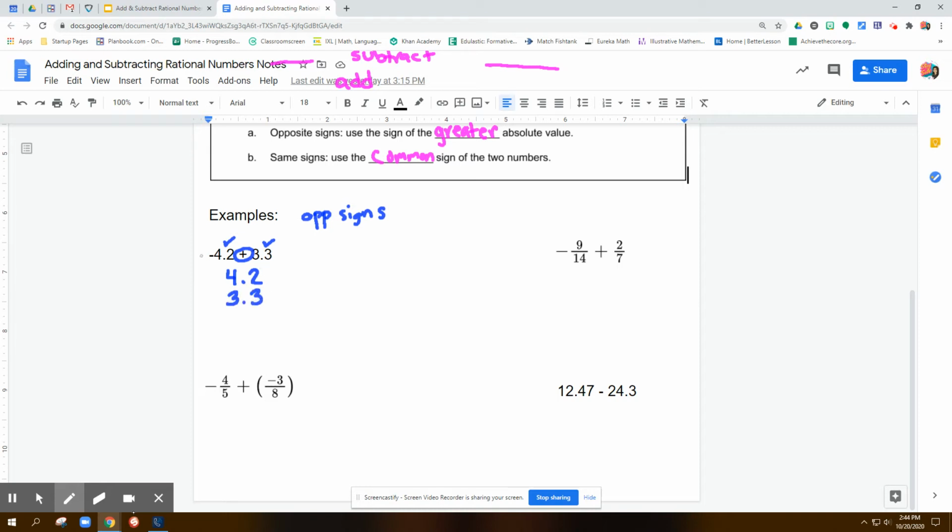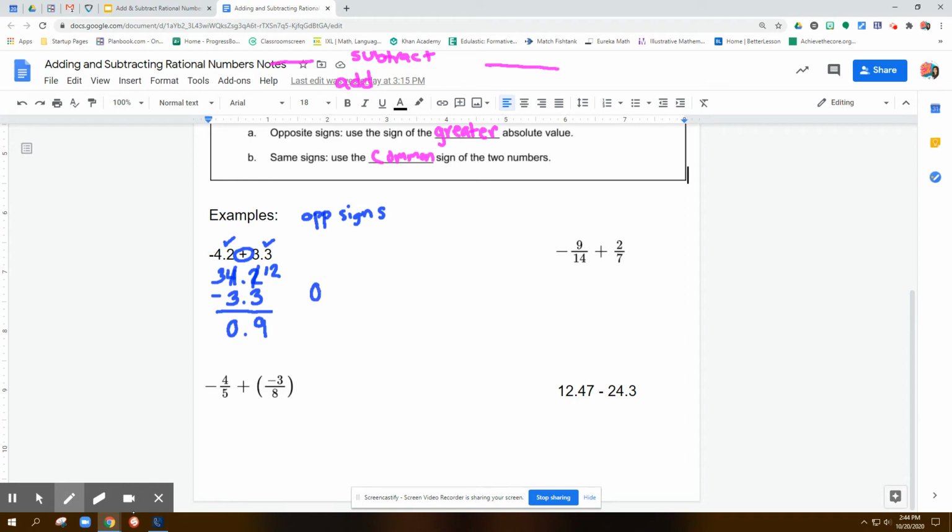Because the absolute value of negative 4.2 is 4.2. The absolute value of 3.3 is 3.3. When I subtract these to find the difference, or really the distance between the two numbers, I will get 0.9. And I have to remember with my decimal numbers to line up my decimals to make sure all of my place values are in line.